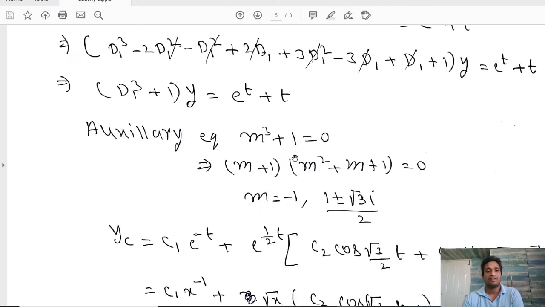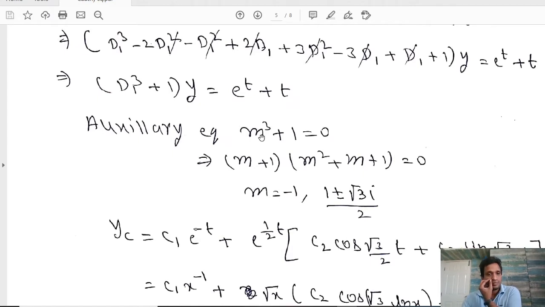So the auxiliary equation will be m cube plus 1. Why? Because here D1 cube plus 1 is there. Instead of D, I am substituting m to find the roots. m cube plus 1 is equal to 0. This is in the form of a cube plus b cube, so it becomes (a plus b) into (a square minus ab plus b square) is equal to 0.